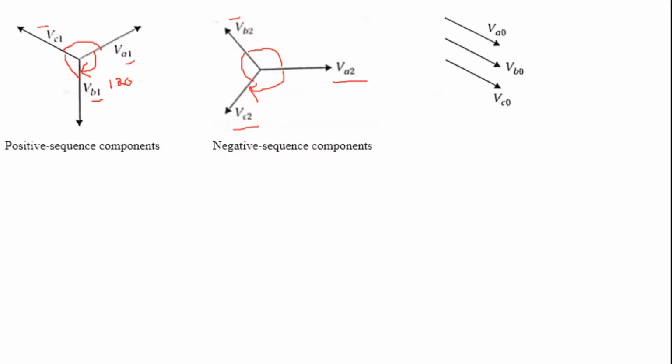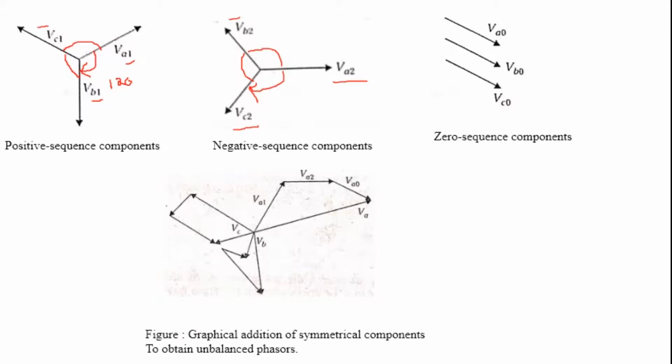Then coming to the zero phase sequence. This is VA0, VB0 and VC0. There is no angle deflection between one and another. Or else we can write it this way; these are parallel with each other. That is another example we can give. Then, how do we graphically add up all those things?